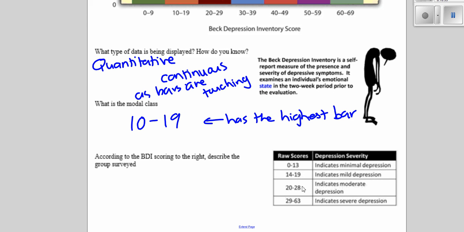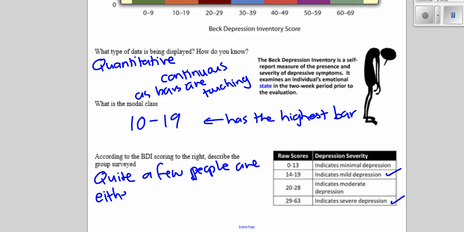Okay, so that was me attempting to blend psychology into it. So quite a few people are either mildly or severely depressed. That's one thing.